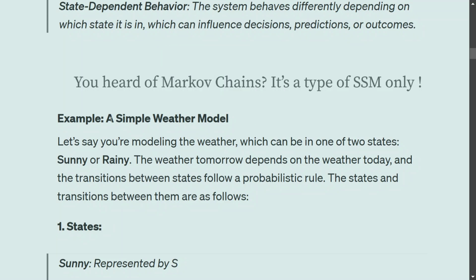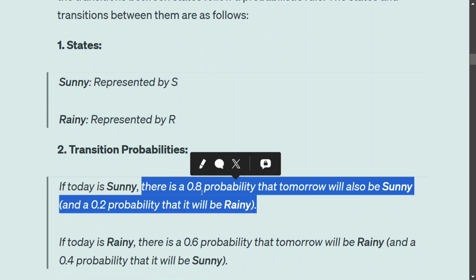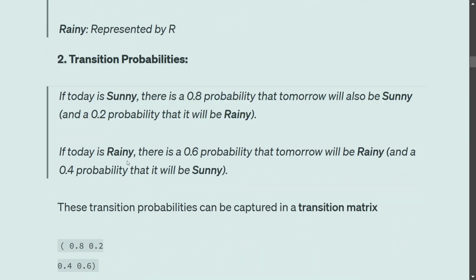So now let's take an example of a simple Markov chain in a weather model. Let us say you're modeling a weather system which has two possible states. It can be either sunny or rainy, right? Sunny is represented by S, rainy by R. Transition probability: if today is sunny, what is the probability that tomorrow would also be sunny or tomorrow would be rainy? So here you can see this is the condition that we are giving: 0.8 probability that tomorrow would also be sunny and 0.2 that tomorrow would be rainy. Similarly, if today is rainy, what is the probability of tomorrow being rainy and tomorrow being sunny?